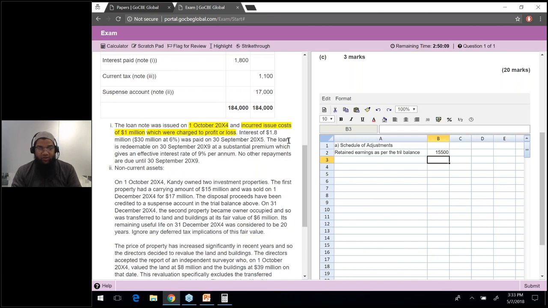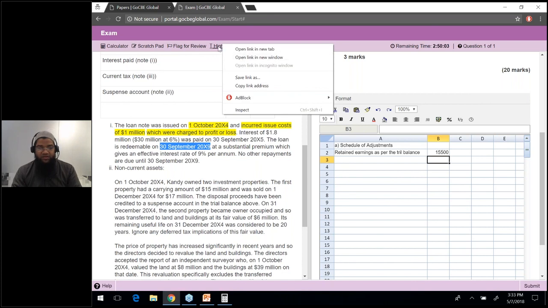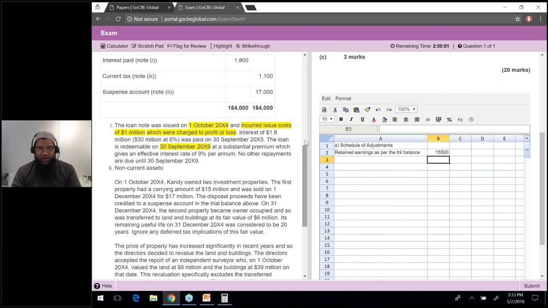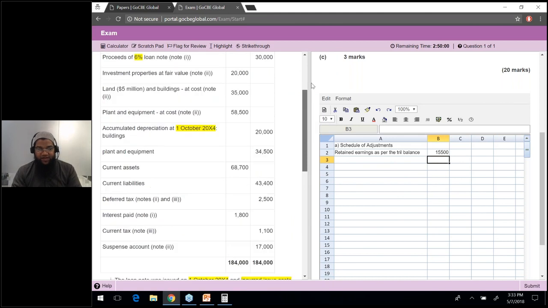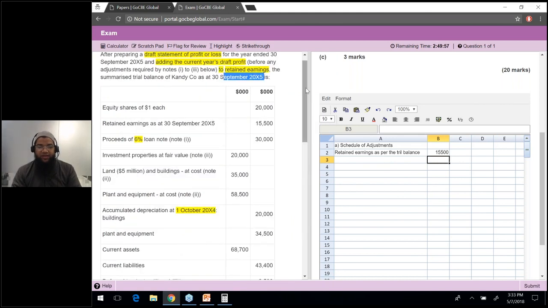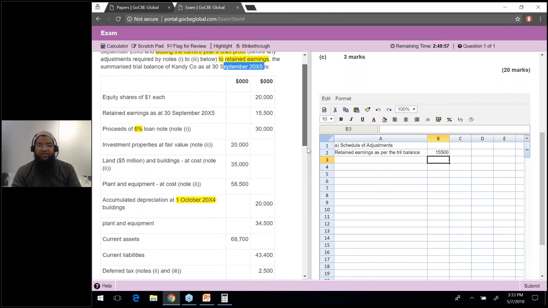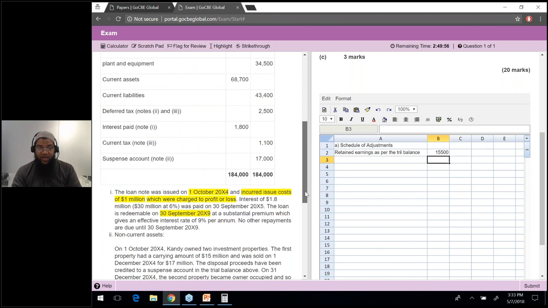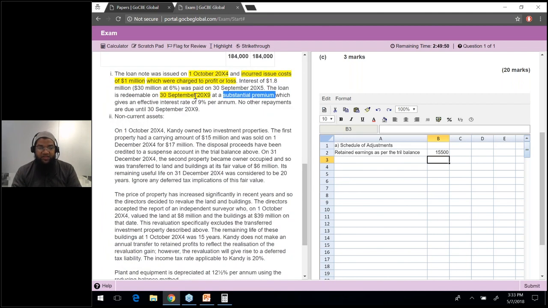The loan is redeemable on 30th September 20x9, which means that our year end was 20x5 and the loan will be repaid in 20x9, which means that this is a non-current liability at a substantial premium, which gives the effective interest rate of 9% per annum. So the effective rate is 9% per annum. No other repayment is due until 30th September 20x9. No further amount needs to be paid.